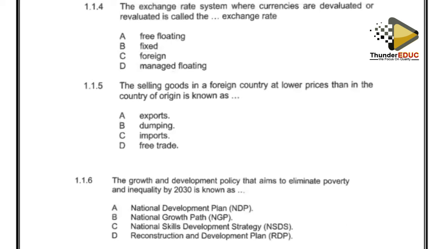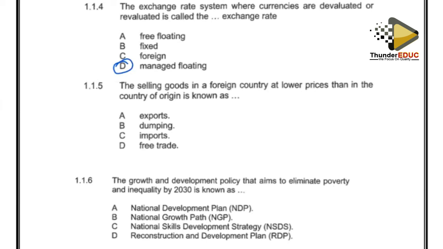The exchange rate system where currencies are devalued or revalued by the central bank is called the dash exchange rate. So this one of revaluation and devaluation means that the institution is the one in charge of that. Okay, right. So the appropriate answer is going to be D, which is managed floating.